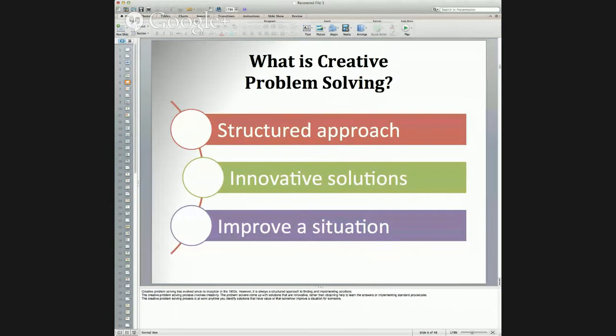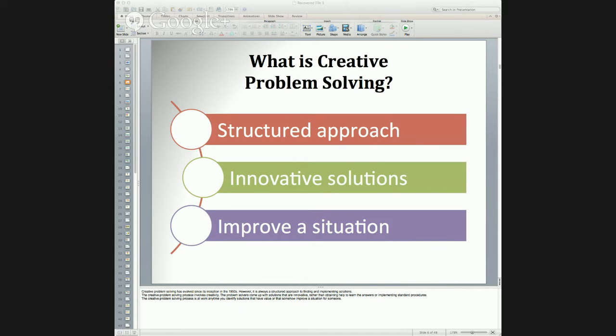So what is creative problem solving? Because there is a difference. There is problem solving and there is creative problem solving. And creative problem solving has evolved since its inception in the 1950s. However, it is always a structured approach to finding and implementing solutions. The creative problem-solving process involves creativity. The problem solvers come up with solutions that are innovative rather than obtaining help to learn the answers or implementing standard procedures. The creative problem-solving process is at work anytime you identify solutions that have value or that somehow improve a situation for someone.